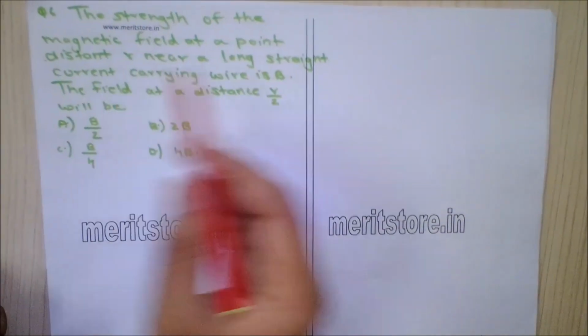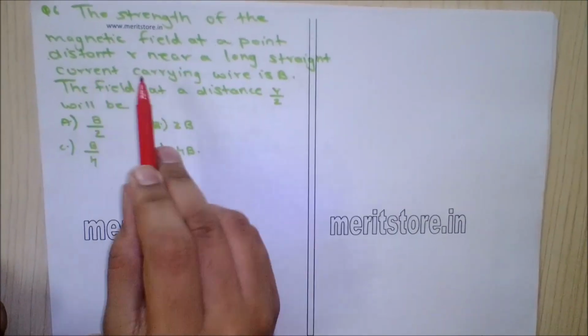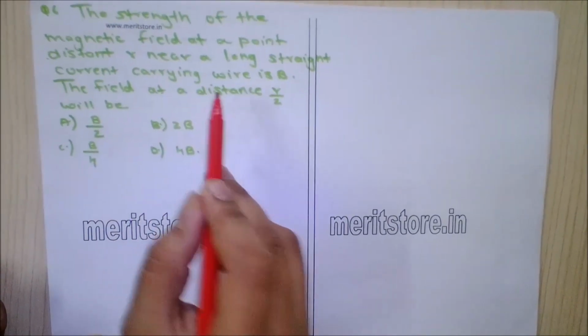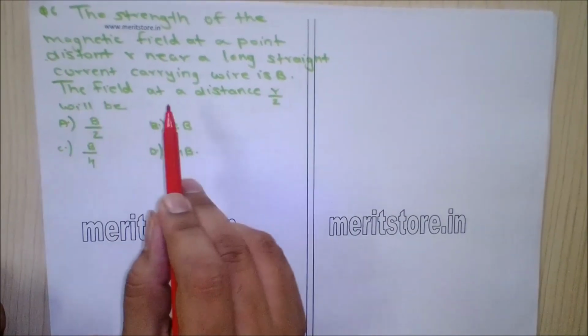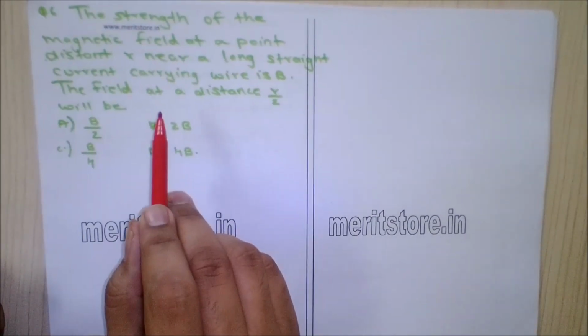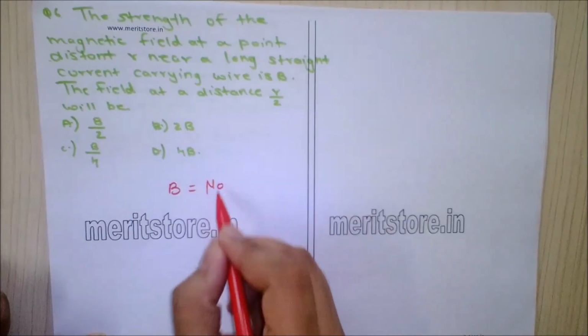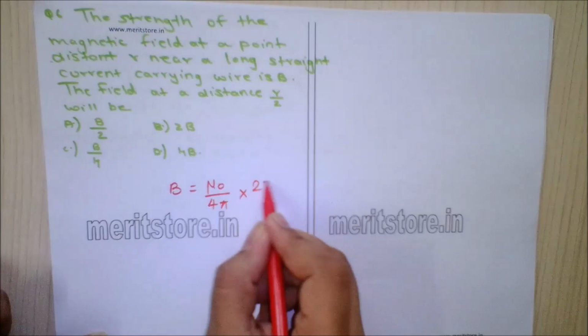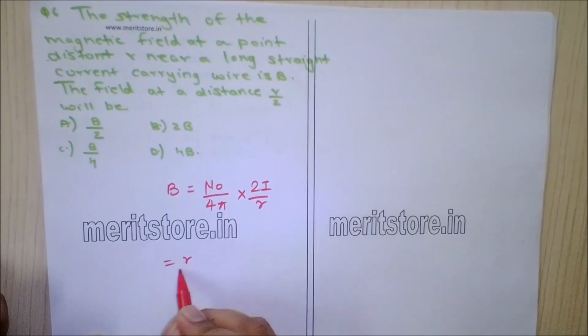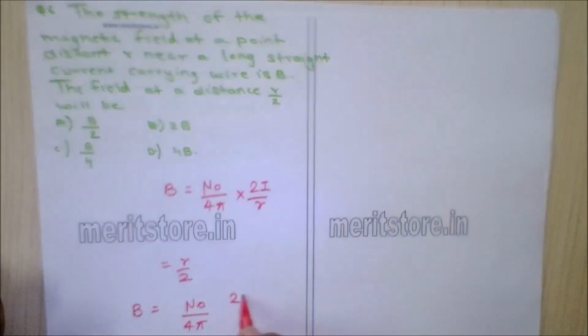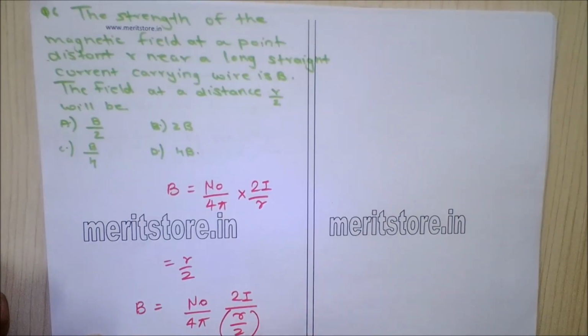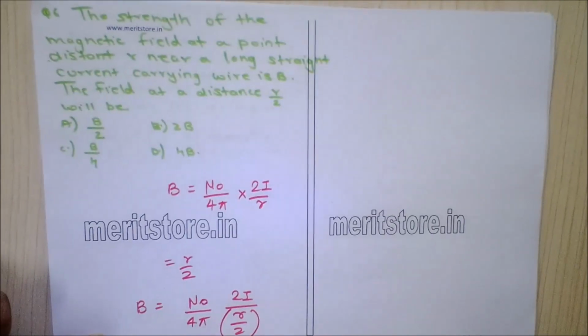Question number 6. The strength of magnetic field at a point at distance r near a long straight current carrying wire is B. The field at a distance r by 2 will be. Now to solve this question, we know the formula for B, magnetic induction, is mu 0 upon 4 pi into 2I upon r. The new distance is r by 2. So the new magnetic field will be mu 0 upon 4 pi into 2I upon r by 2, which gives us 2 times B. So option B, 2B is the correct answer.